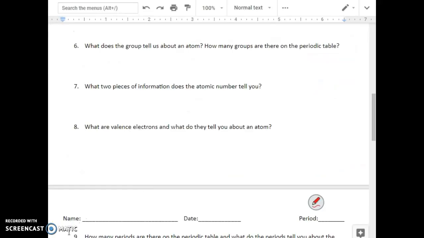Okay, number 6. What does the group tell us about an atom? Well, just like we said earlier, the group is also known as families. Families tell us the number of valence electrons. It's kind of like what we said. You look like you're members of your families because you share the same DNA. Well, DNA is equivalent to their valence electrons. And there are 18 groups on the periodic table.